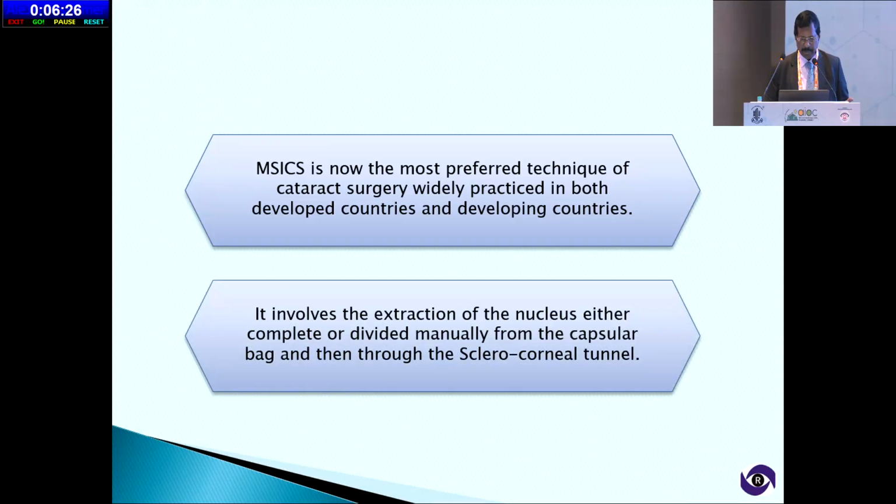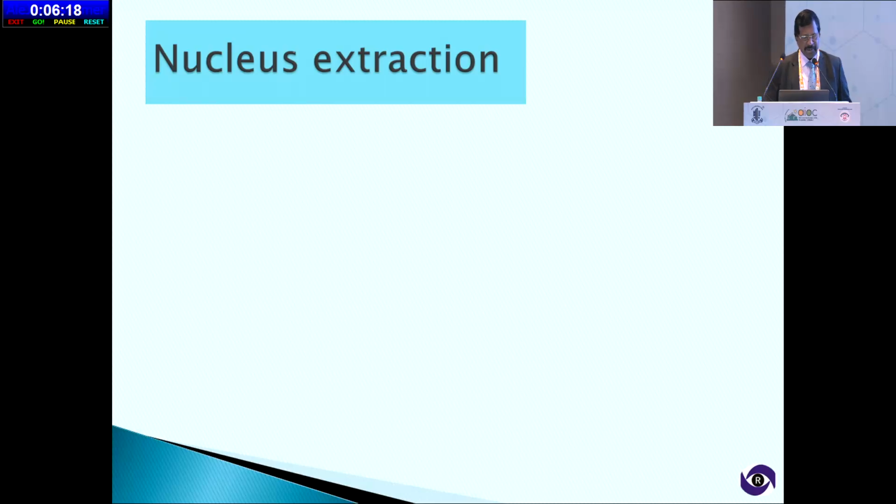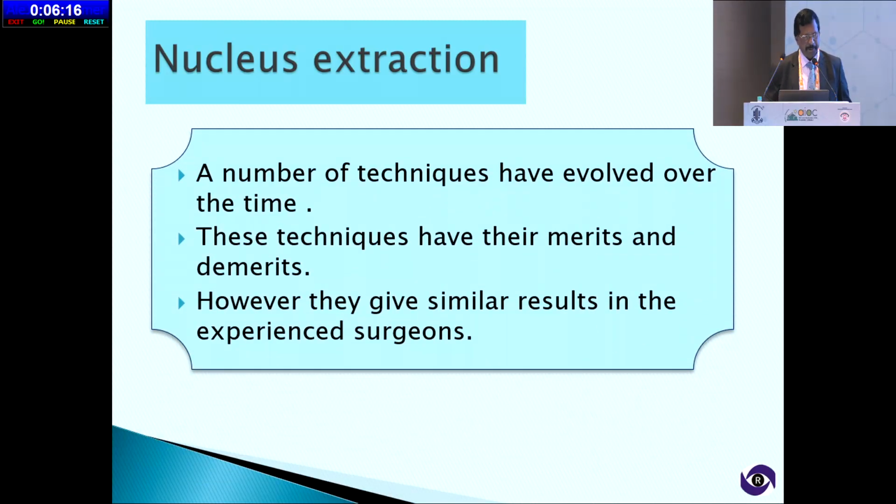It involves the extraction of the nucleus, either complete or divided, manually from the capsular bag through the sclerocorneal tunnel incision. Nucleus extraction is one of the most important steps in cataract surgery, particularly SICS, and a lot of techniques have evolved over time. These techniques have their merits and demerits. It depends upon how you practice and how you get good results. However, they give similar results in experienced surgeons.